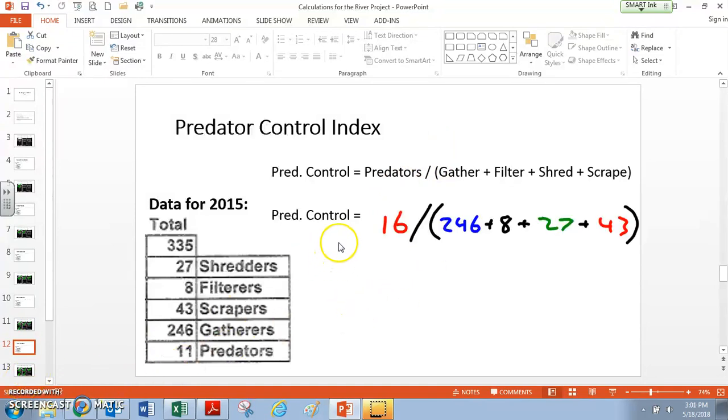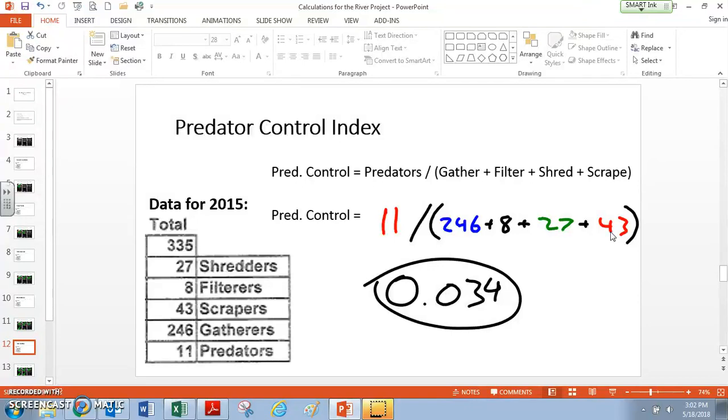So when I get this all set up and I take my predators down here, oops, I made a typo. Let me fix that. Okay, so that's fixed. So I take my predators, 11, and divide them by my gatherers, plus filterers, plus shredders, plus scrapers. What I'm going to end up with is 0.034. So this is my predator control index, and that's really quite low. In order to have a predator control index that's high enough for this to be healthy, we would want it between 0.1 and 0.2. And this is actually really, really low.